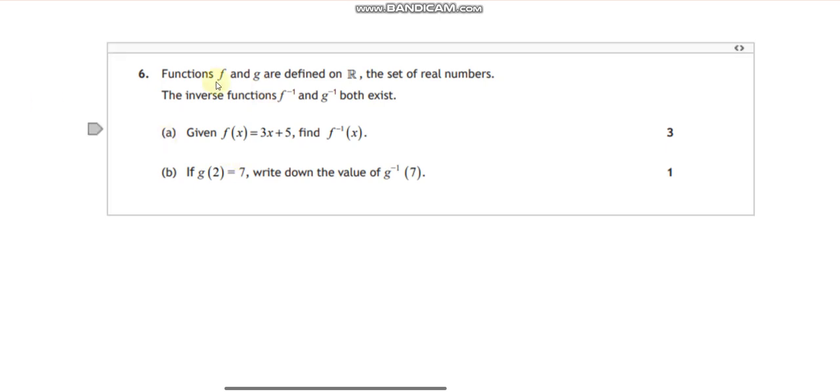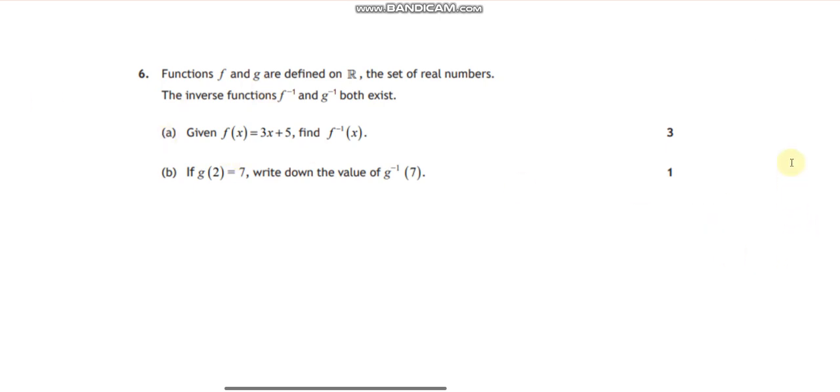Okay, excellent marks for this one. Really good marks. 4 marks. Straightforward. Functions. Okay, inverse functions. Nice one. So, first question, we've got f of x, find f negative 1 of x.